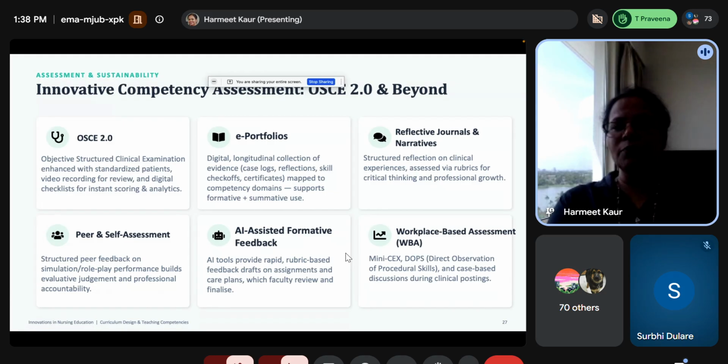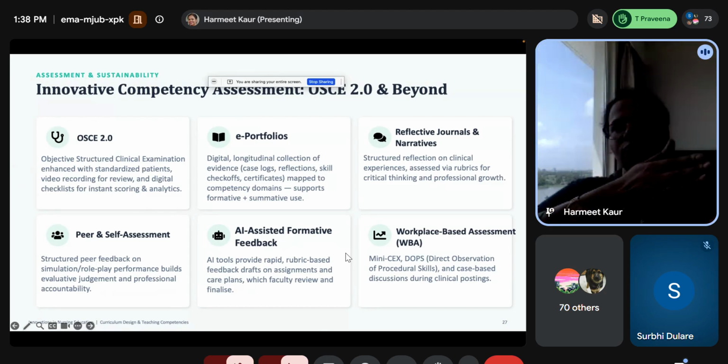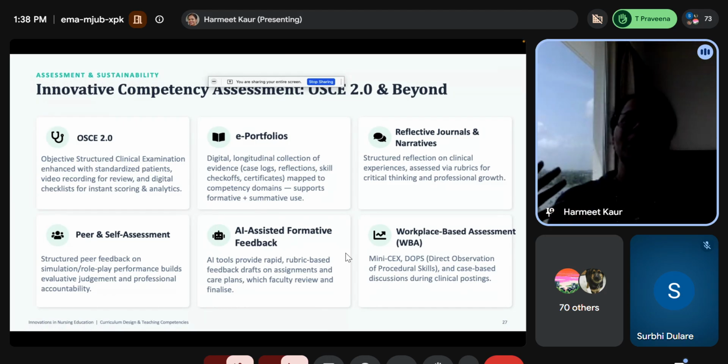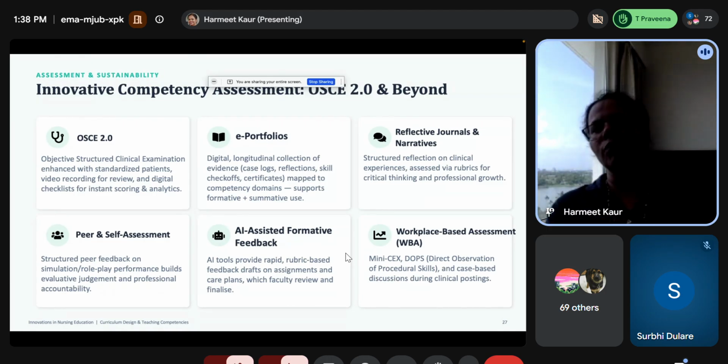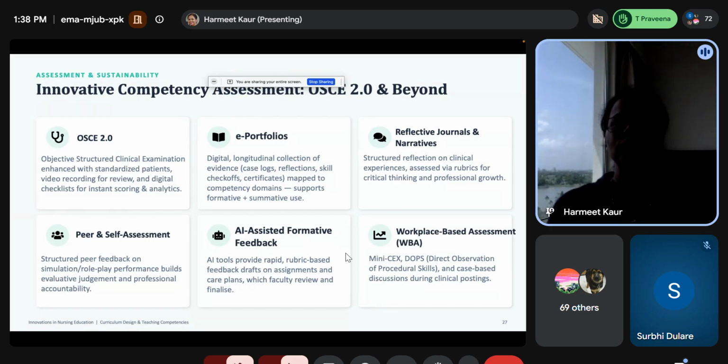Okay, now talking about portfolios. You can ask the students to prepare their e-portfolios from 1st year to 4th year, maybe any certification, anything new they have learned. So they can keep on adding to their e-portfolios, and then in the end, you will be able to see what exactly they have learned all through the 4 years, and that can help you judge what type of competency they have developed.